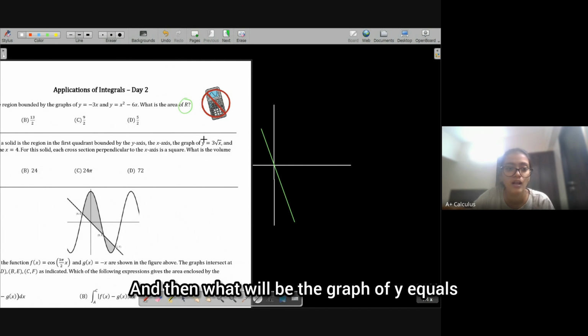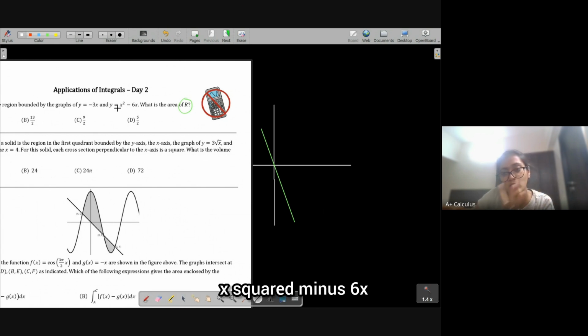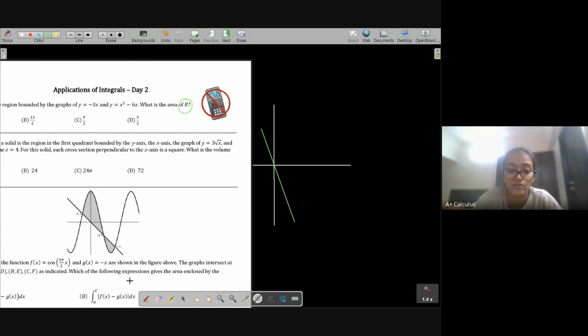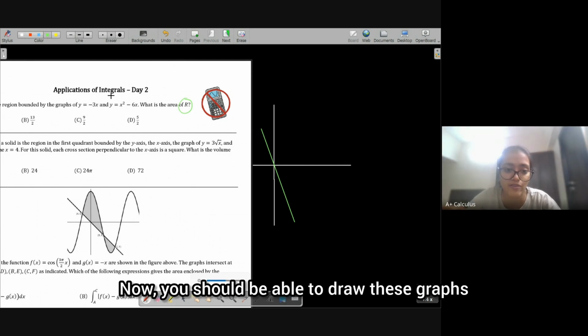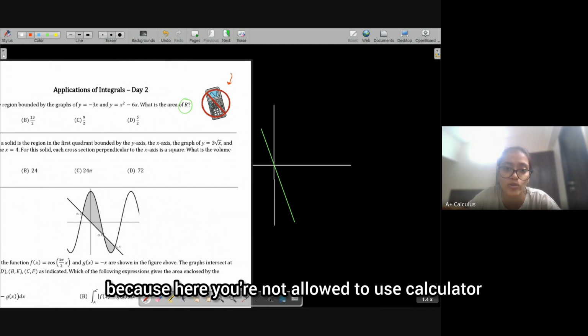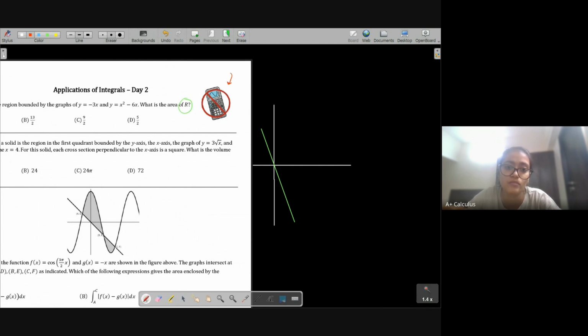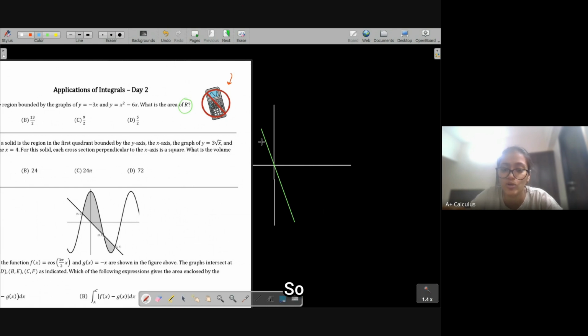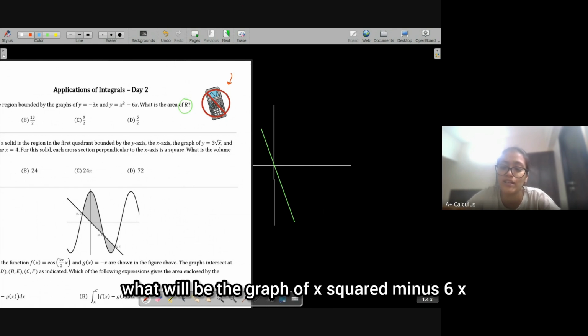And then what will be the graph of y equals x square minus 6x? It will be a parabola. Now you should be able to draw these graphs because here you're not allowed to use a calculator. So you cannot plot the graph using a graphing calculator. So what will be the graph of x square minus 6x?